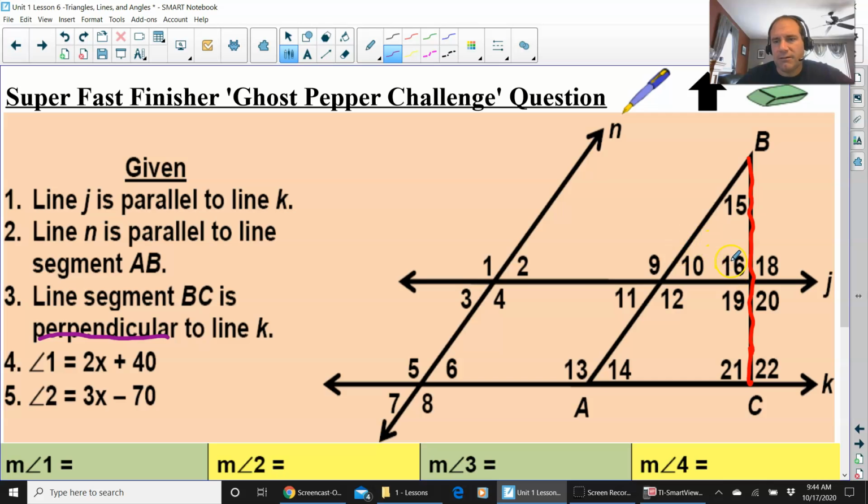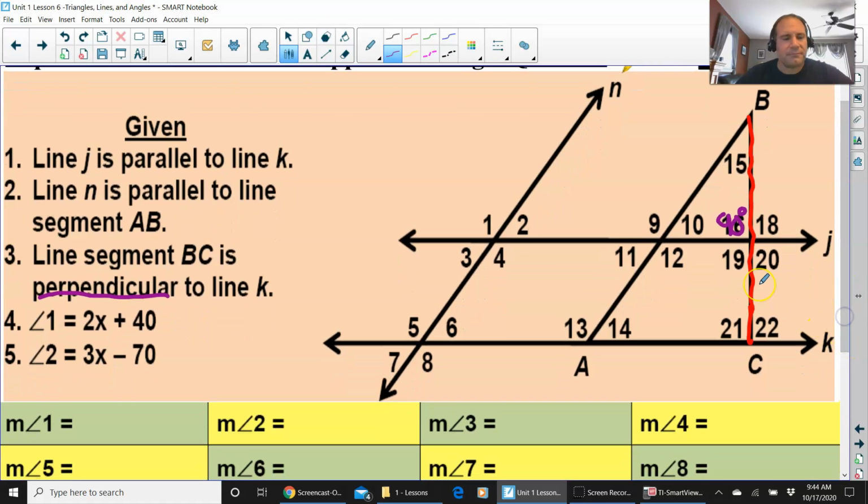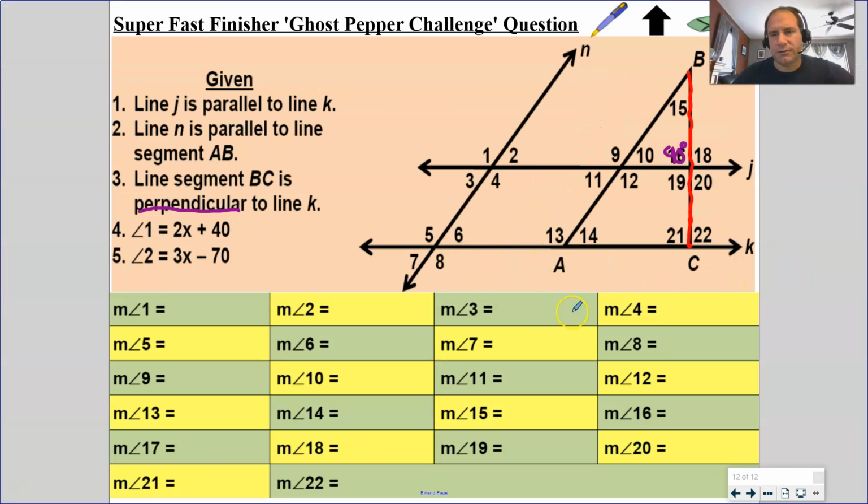Let's talk about 90 degrees. 16. All right, so 16 is 90, and I like to put them in as soon as I find them. 18 is 90. Perpendicular lines form right angles. If it's 90 on one side, it's 90 on the other. That's a straight line, 180 degrees. So what angle is that? 18.